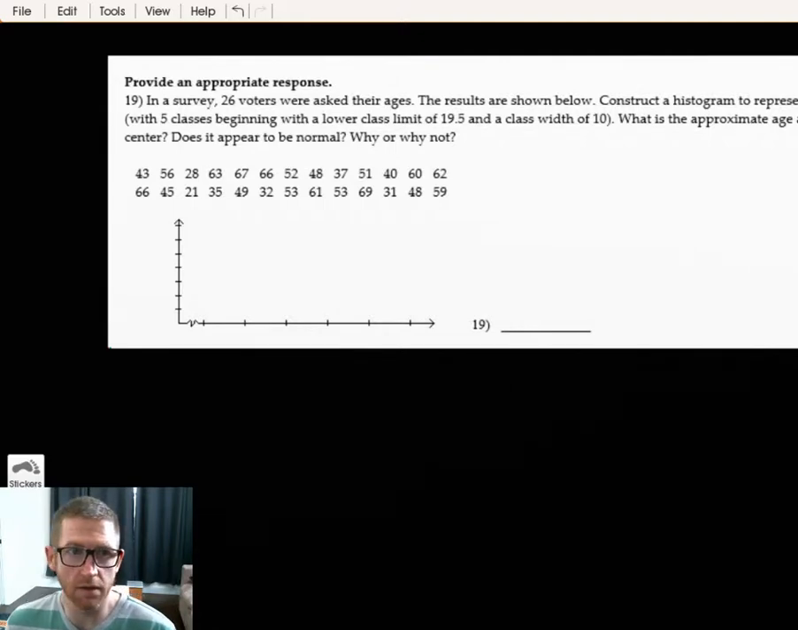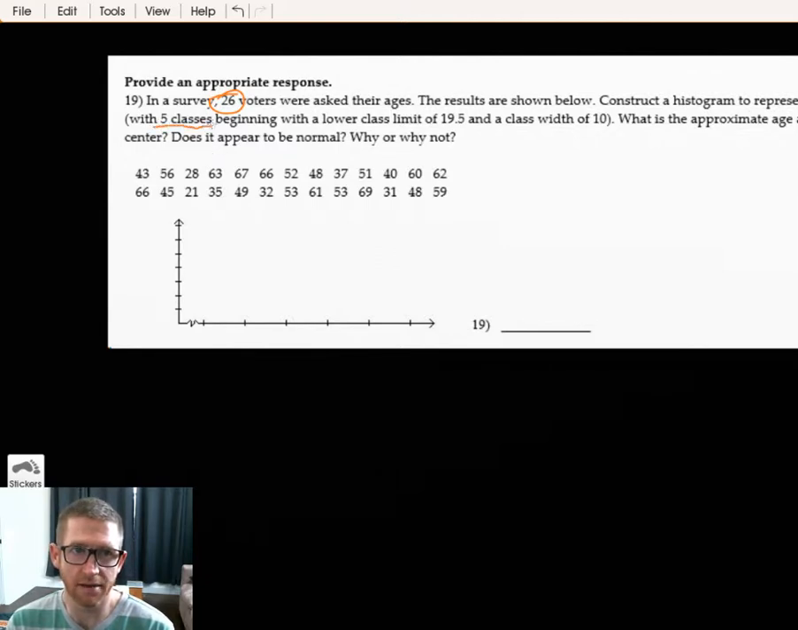Okay, so we're gonna move on to number 2 of topic 1. My little helpers are not here for this one, but we're gonna construct a histogram to analyze this data a little bit. You're told in a survey, 26 voters were asked their age, so your sample size is 26. It's 26 numbers. Results are shown below. Construct a histogram to represent the data with 5 classes.